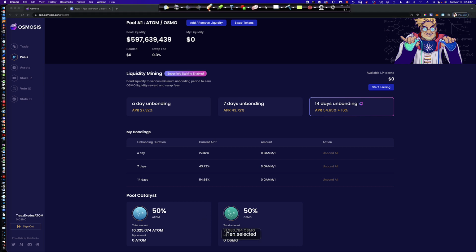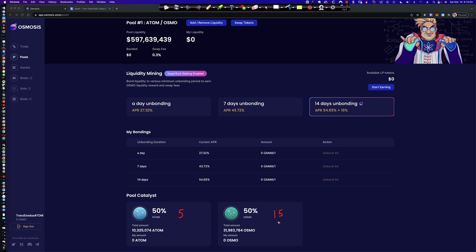And so, again, let's say that I've got 5 Atom, right? And it's a 3-to-1 right now. Let's just go ahead for the sake of argument. It's going to take 3 Osmo to give me 1 Atom. So I would have in here 15 Osmo, right?